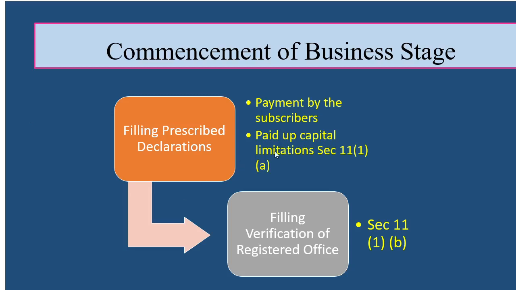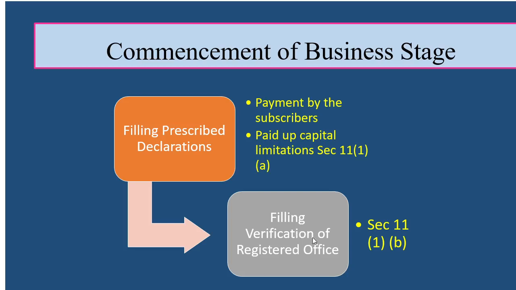And the second thing, paid up capital. Here is a limitation for paid up capital specified in section 11(1)(a). If it is a private company, the paid up capital should not be less than 1 lakh rupees at the stage of commencement. And if it is a public company, the paid up capital should not be less than 5 lakh rupees.